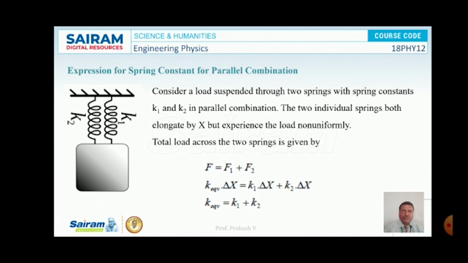So this is the expression for spring constant for parallel combination. Here we have to consider two springs connected in parallel, and K1 and K2 are their force constants or spring constants. So this is about spring constant for parallel combination.